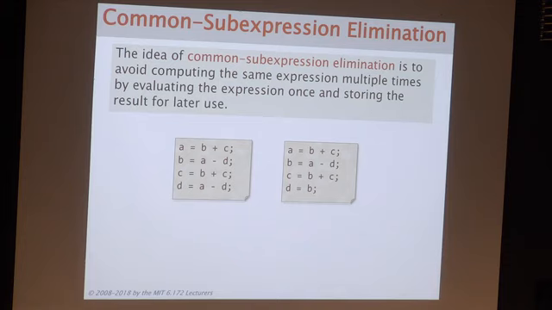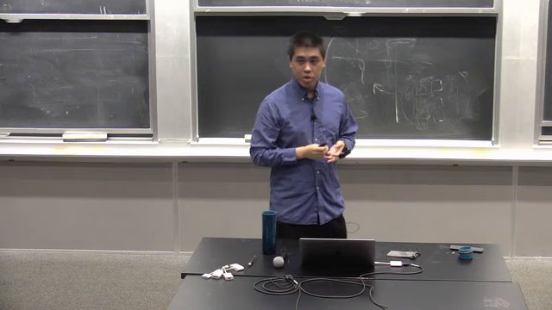So in this example, the first and the third line, the right-hand side of those lines actually look the same. They're both B plus C. Does anyone see why you can't do common subexpression elimination here?